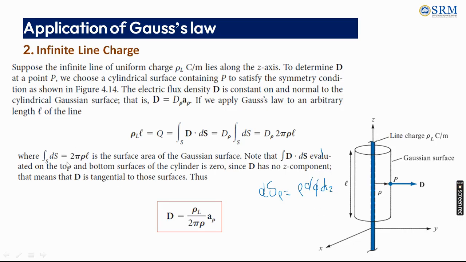If I integrate, I get the surface area of the Gaussian cylinder, 2 pi rho l, that is, 2 pi r h, the radius times the height of the cylinder. Since this D vector has no z component, it is tangential to those surfaces. Finally I can write D vector as rho_l divided by 2 pi rho, where the l gets cancelled, times a_rho. This is my expression for the electric flux density due to an infinite line charge distribution.